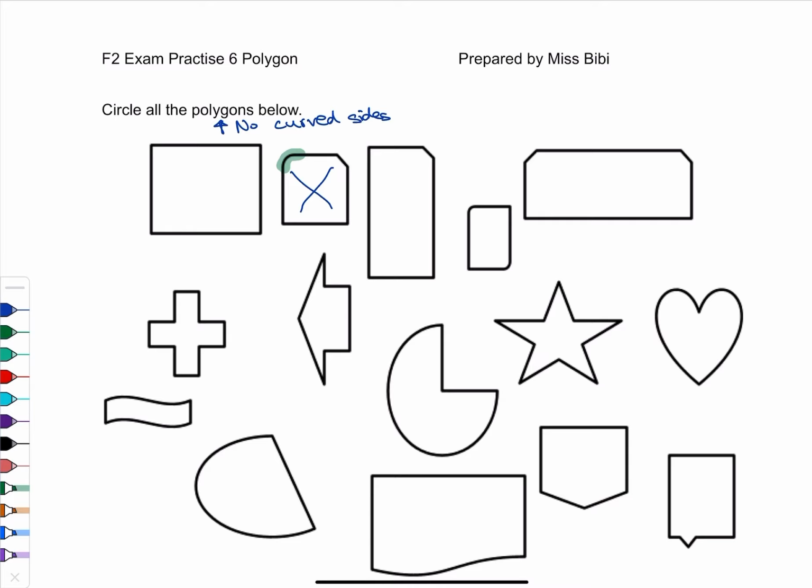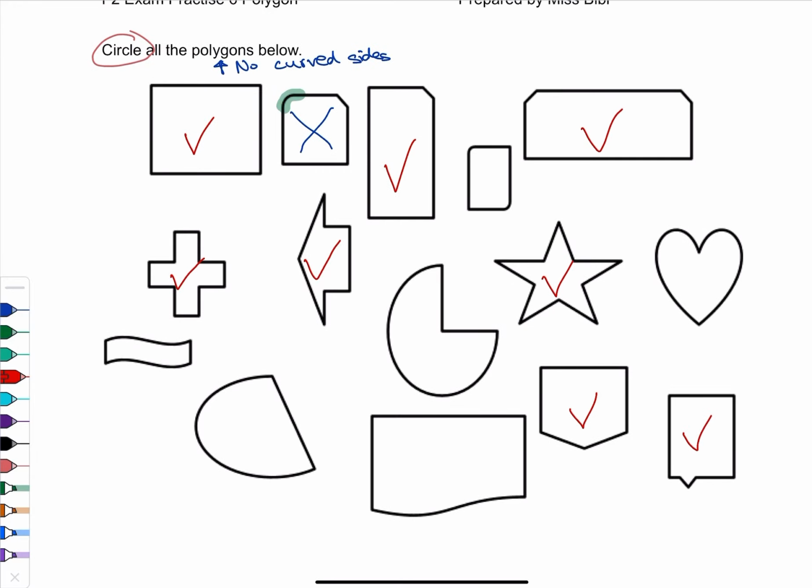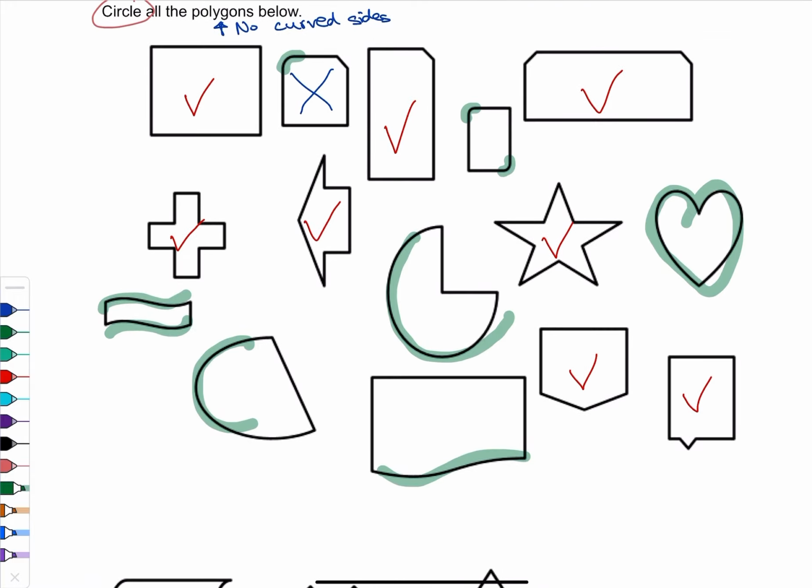Please circle the answers, not tick them, because the question asks you to circle. So this one. But then it doesn't look good, right? So I'll just put a tick. What others are polygons? Tick, tick, tick. Any others? Tick, tick. Why are the others not? See the curve here, a lot of curve here, and this whole shape is curved. So those will not be your answer. No need to put a cross, of course. Only circle the ones that are correct.